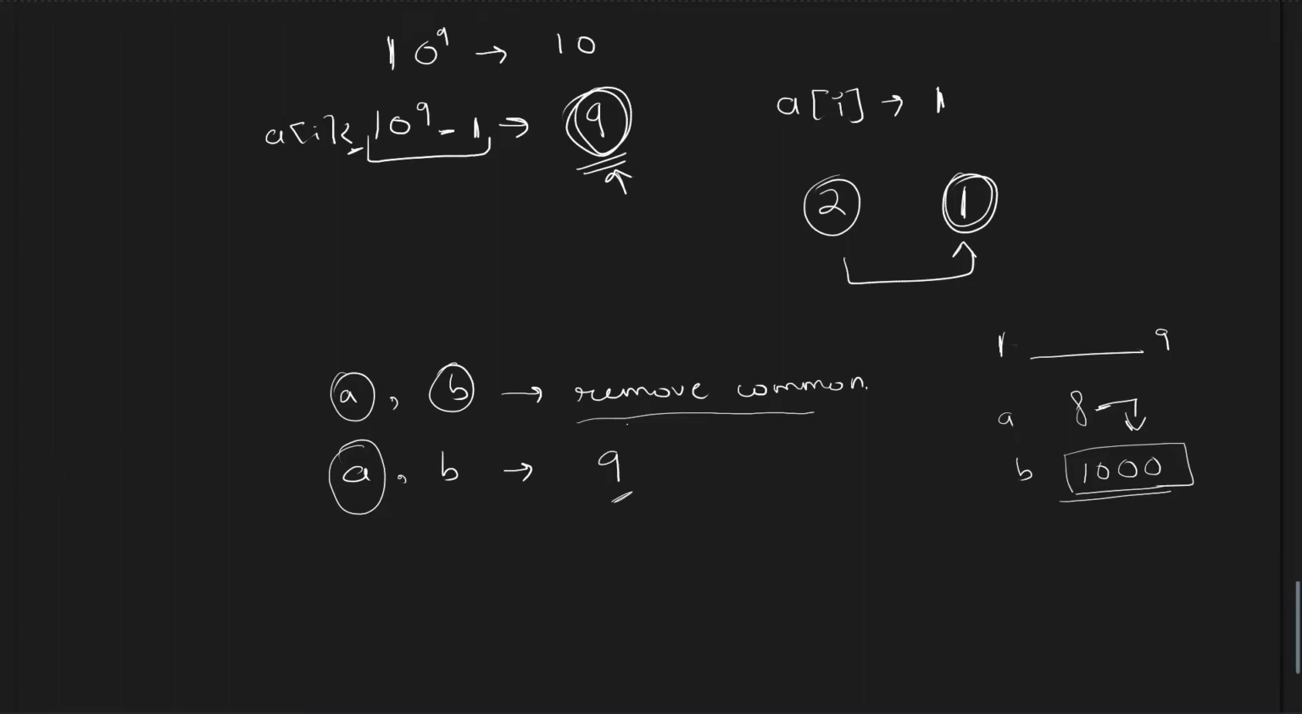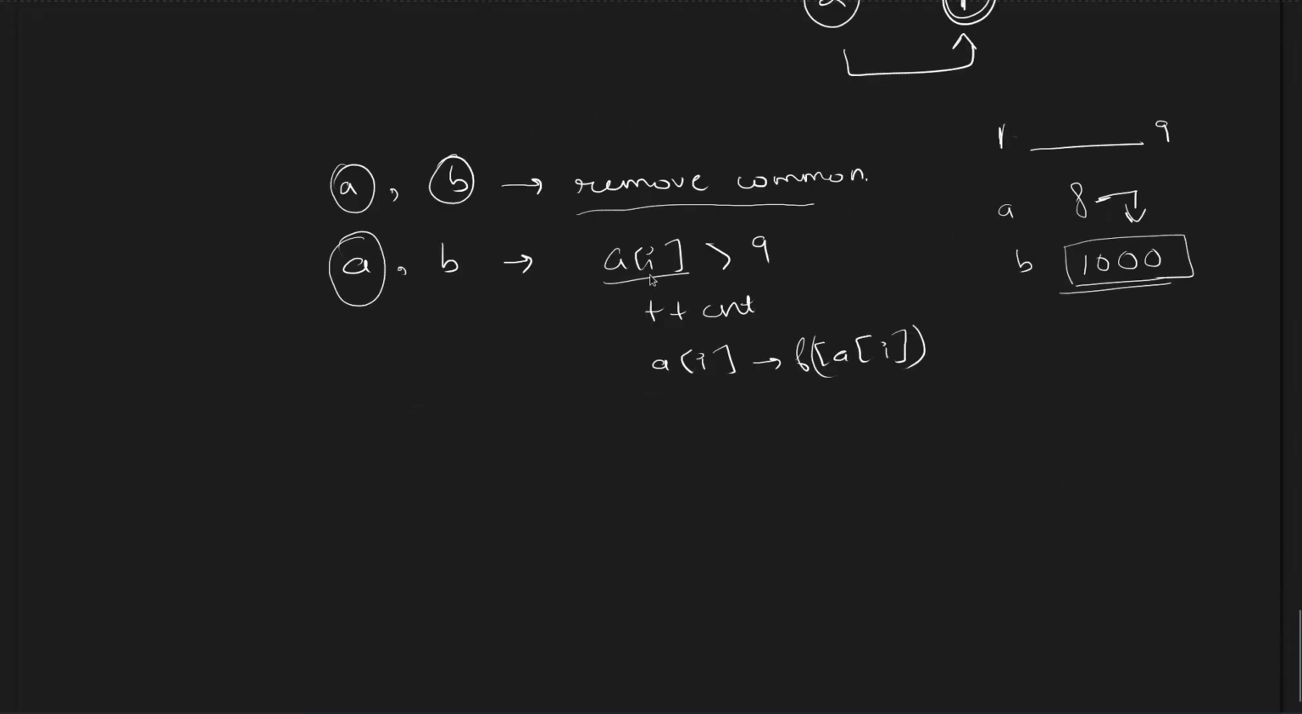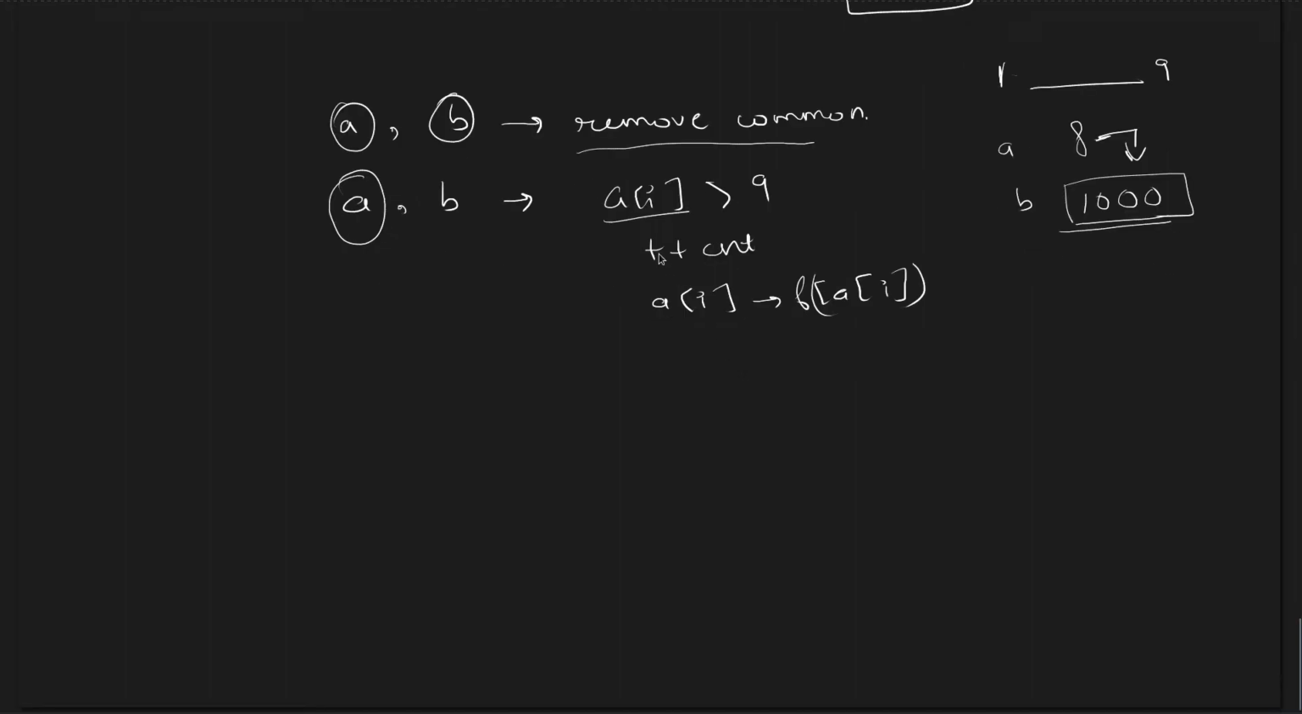If AI is greater than 9, I increase the count and replace AI with f of AI. So f of n is defined above in the question, and I'm using the same definition. I'll also do the same for the vector b. If b of I is greater than 9, I'll increment the count and set b of I as f of b of I. So this is how we proceed. Now in the final vectors, all the elements will be from 1 to 9.